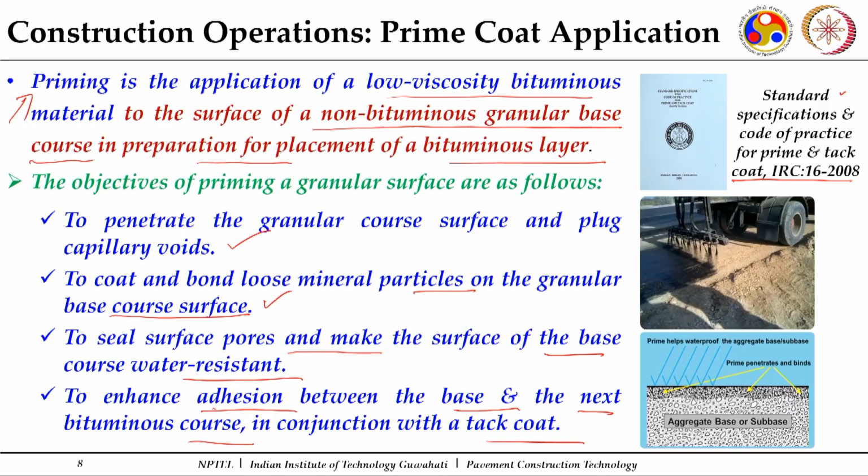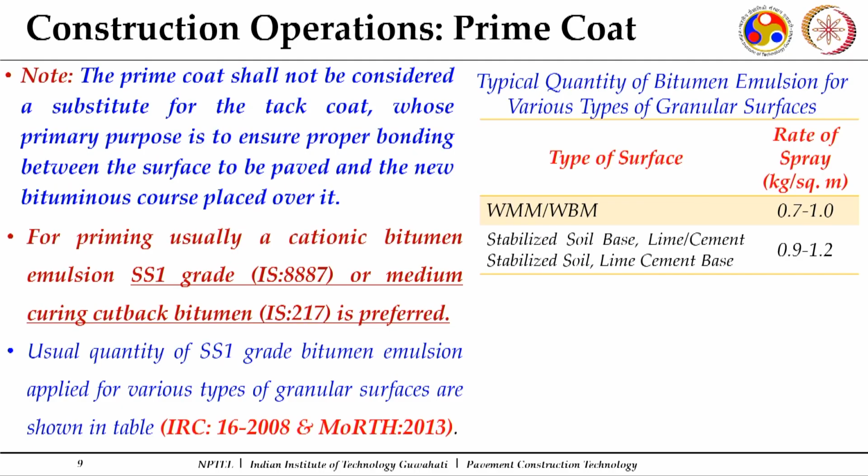In case the existing surface is already a bituminous surface, you do not need to go for an application of a prime coat. You prepare the base and you go for an application of tack coat followed by your next bituminous course. So, you can see this is how the penetration is happening. The top capillary voids are sealed, the granular particles on the top surface are held together, and it makes the surface water resistant also. Now, there is an important concern.